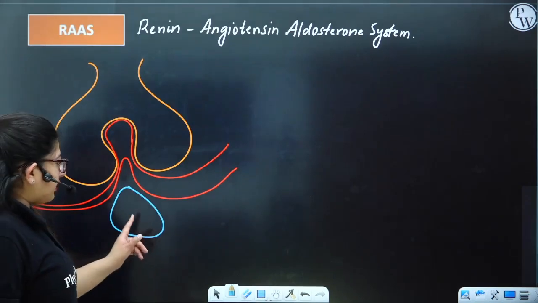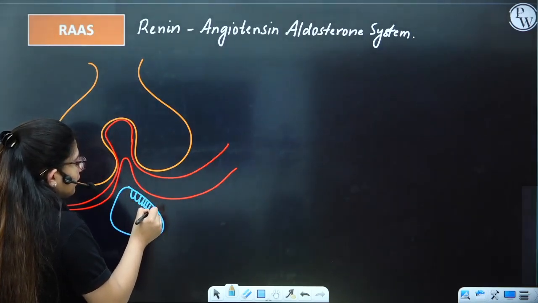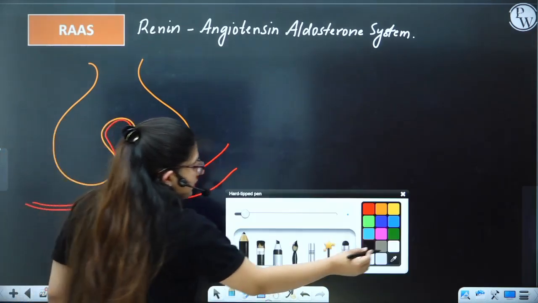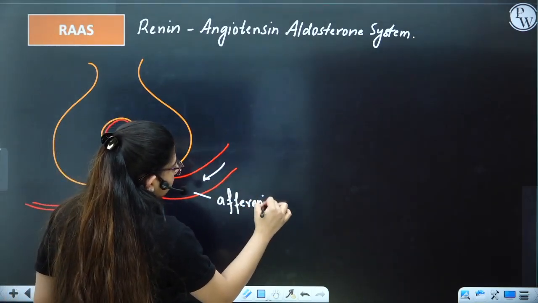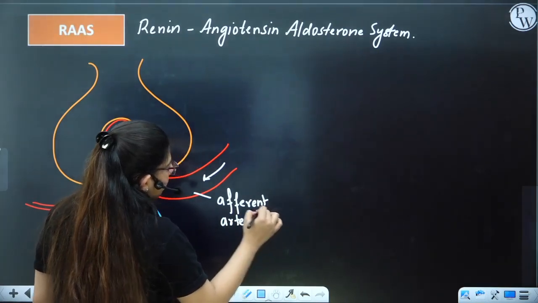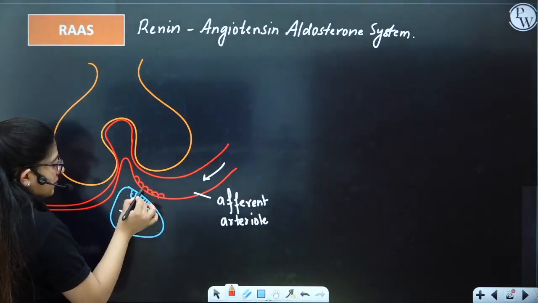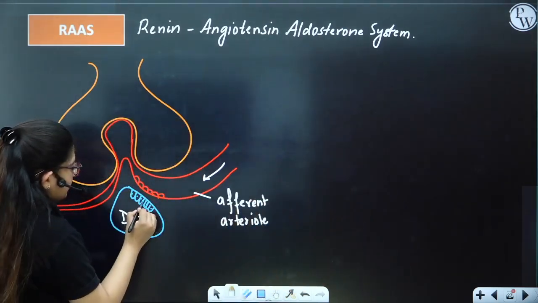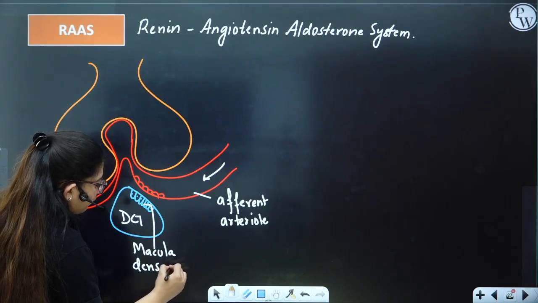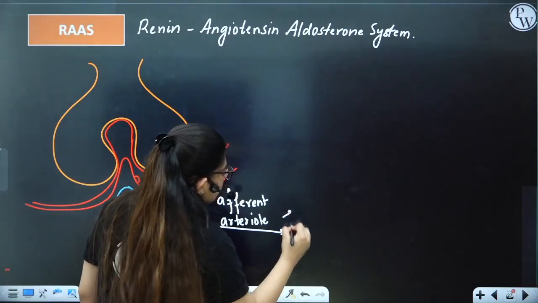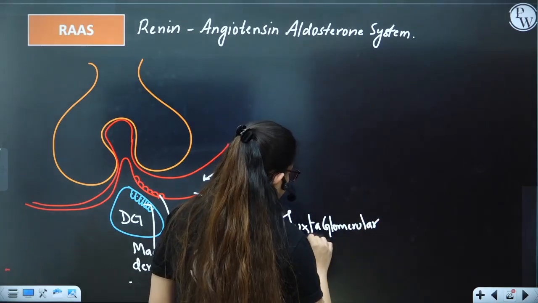Now, the cells of the DCT which are present near the afferent arteriole are very thin and densely packed. What is this? DCT. What is this? This is the afferent arteriole, the one which is bringing blood. Now, the cells of the afferent arteriole which are present near the DCT are also specialized, so they have different names. These cells are known as macula densa cells. And these cells are known as juxtaglomerular cells.